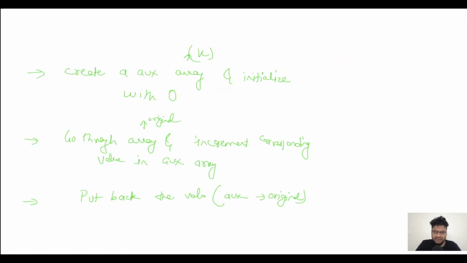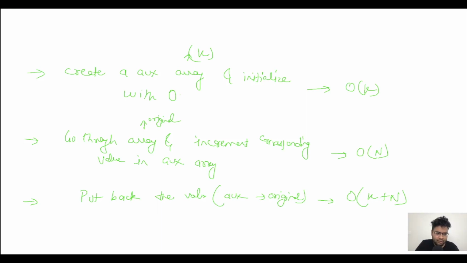So this is how we will push back the values. If we see each of these operations, how much time are we taking? The first will be O of k, since we are creating an auxiliary array of size k and initializing all of them with 0. The second, going through the original array one by one, will take O of n time. And the third will again take O of k plus n time. Why? Because it might be possible that all the values are pushed back into one bucket only, so in the worst case it will be O of k.